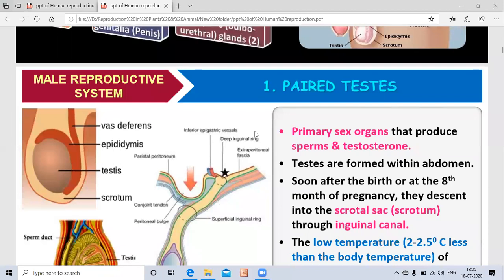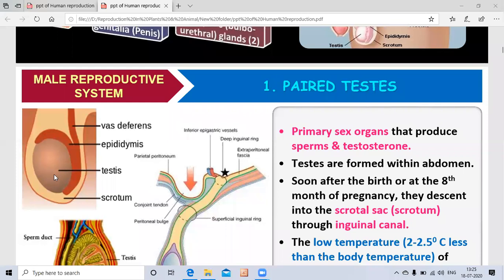A paired testis means there are two testes. Remember this structure; it is called the testis. There is a pair of testes, left and right side. These are the primary sex organs that produce sperms and testosterone.